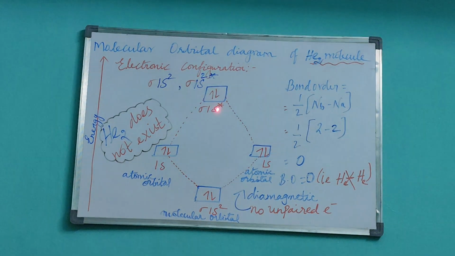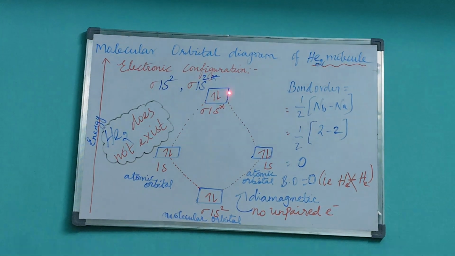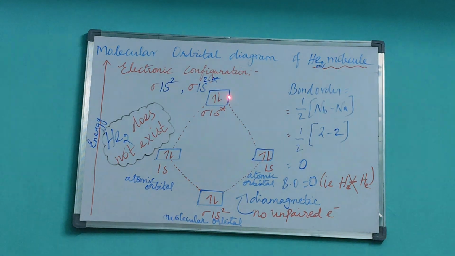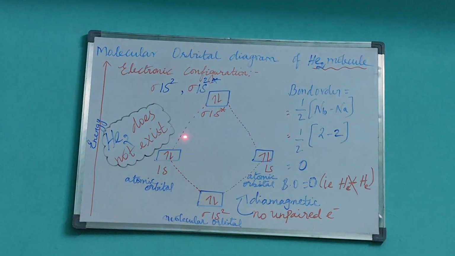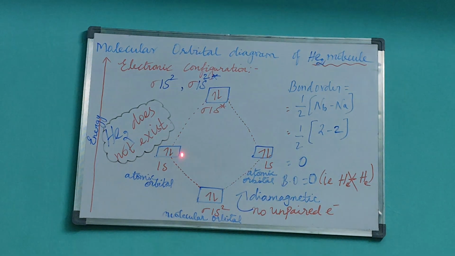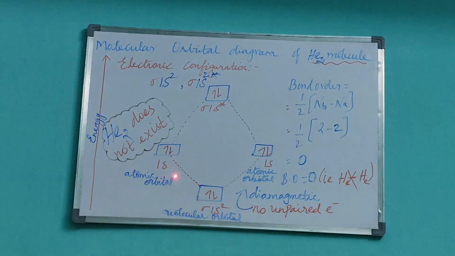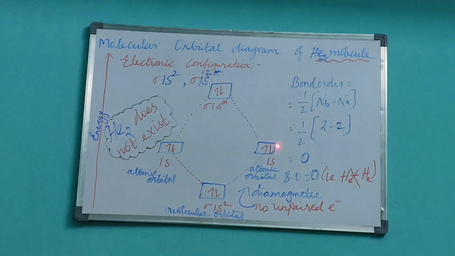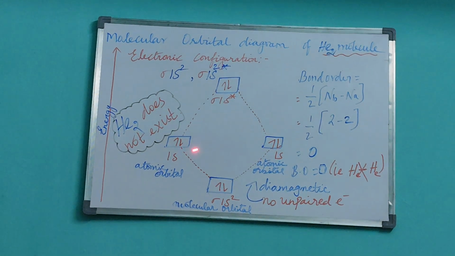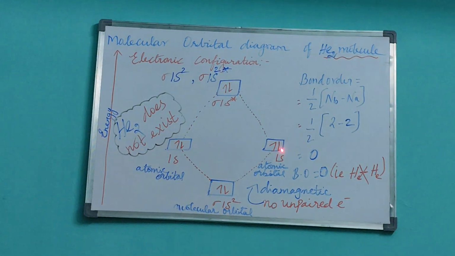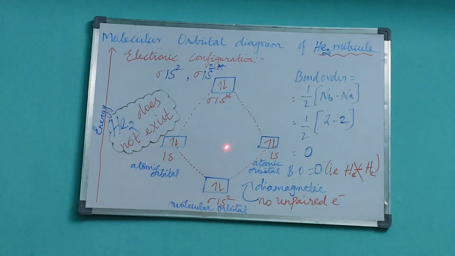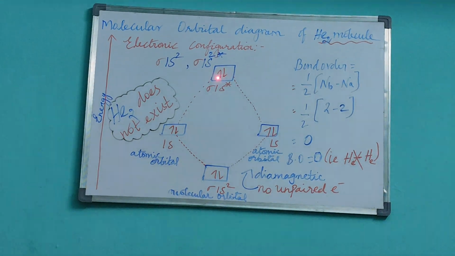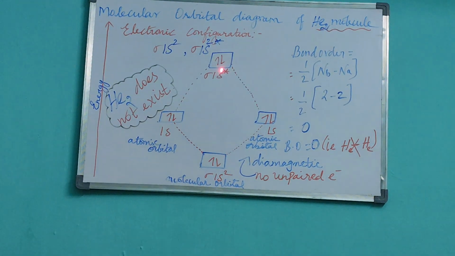The total electrons will be 4. These 4 electrons will be split up equally. So here 2, here 2. So this is the atomic orbital of one helium atom. This is the atomic orbital of another helium atom. These 2 atomic orbitals of each helium atom will combine to form these 2 molecular orbitals of a helium molecule.